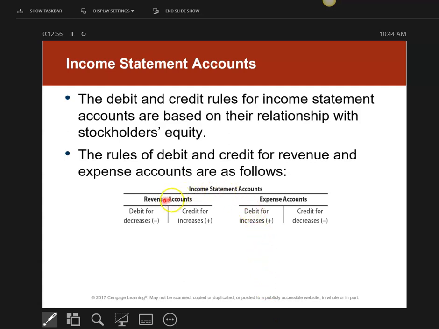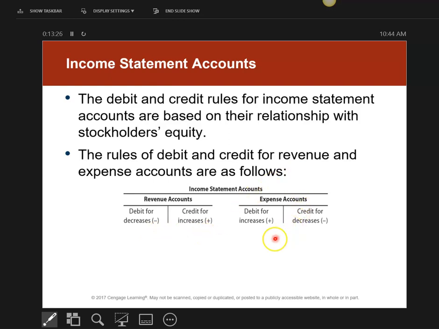So to increase a revenue, it's always going to be a credit. As a matter of fact, for chapters 1 through 4, you will never debit a revenue. So put a big X through your sheet. Now we're on the top of page 3 on rules of debit and credit. Put a big X through here. So you're never going to debit a revenue account, only credit. You're only going to increase that.